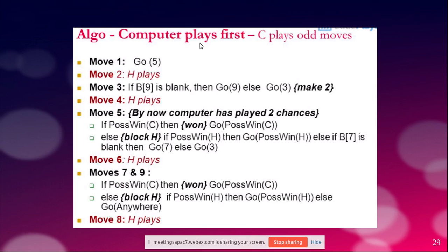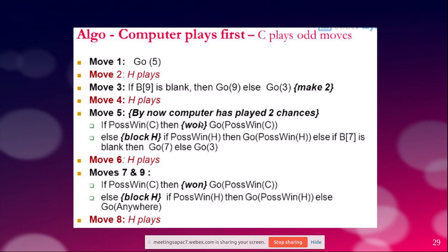Now, if computer plays first, what to do? Since you're playing first, make sure all nine cells are blank. Use the central cell, the fifth one. Then allow human to play, and check if the ninth is blank. Then go to select 9, otherwise select 3, then allow human to play. By now human has played 2 moves and computer has played 2 moves. Now verify, can computer win?